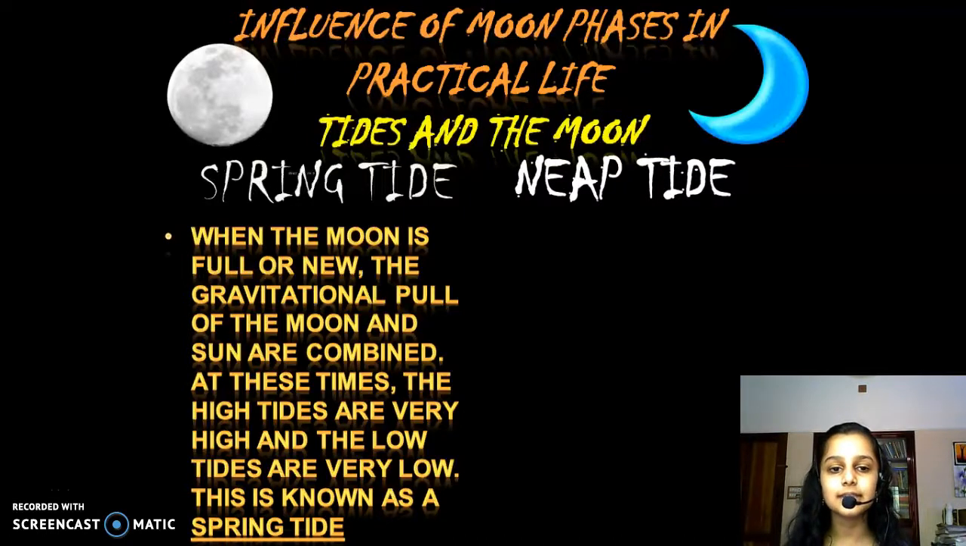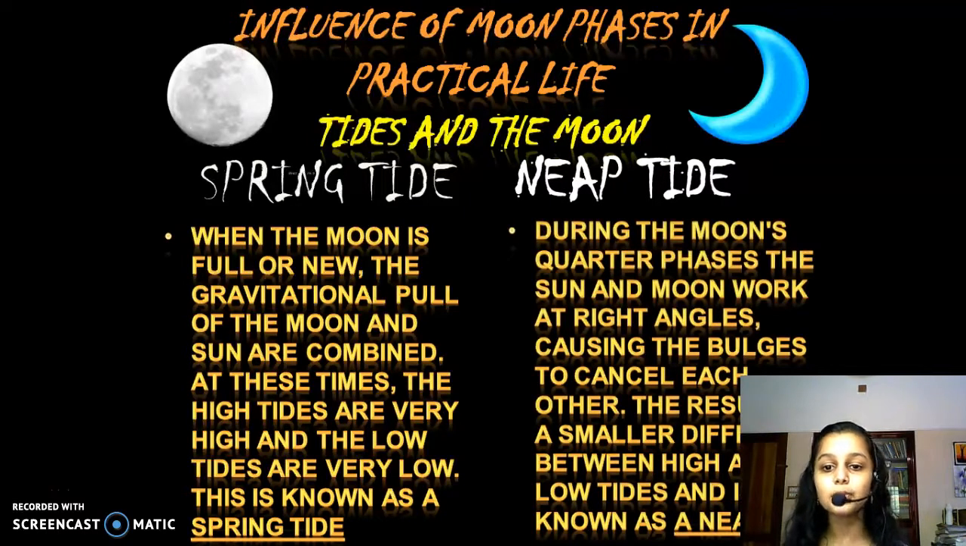Next is neap tide. During the moon's quarter phases, the sun and moon work at right angles, causing the bulges to cancel each other. The result is a smaller difference between the high and low tides and is known as neap tide.